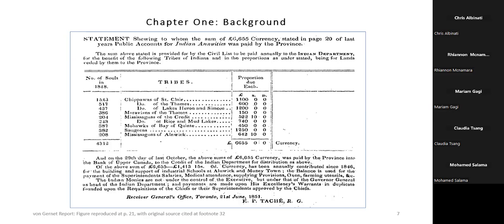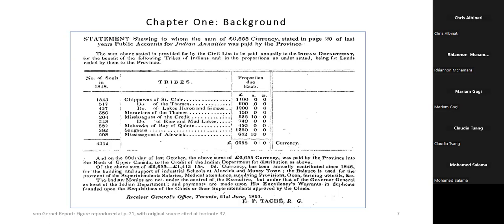Yeah, so here what we have is a statement that was produced on June 21st, 1851 by the Receiver General's office. And keep in mind that this is just months before the first annuities are due under the Robinson treaties. So it doesn't include the Robinson treaties. I selected this particular one because it was the one immediately preceding the Robinson obligations. So this is what was in place at the time.